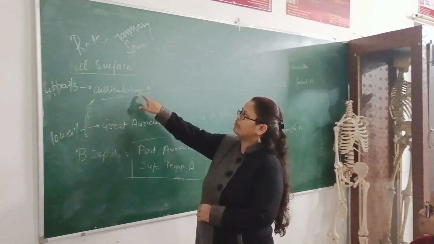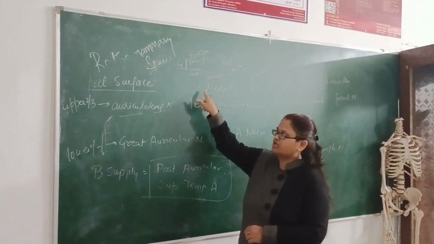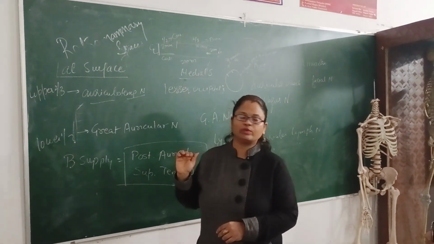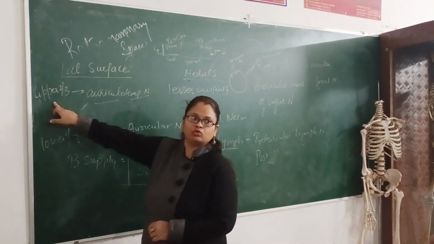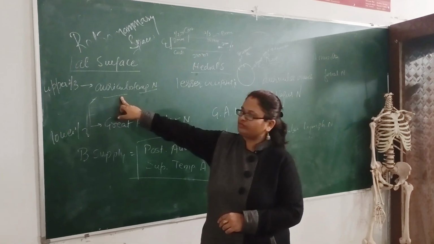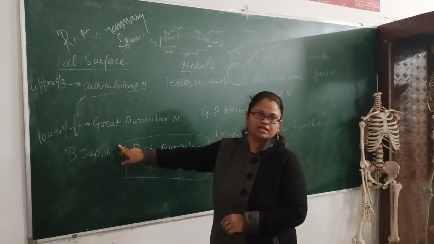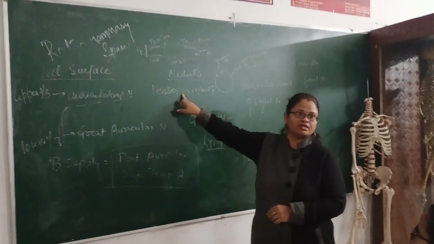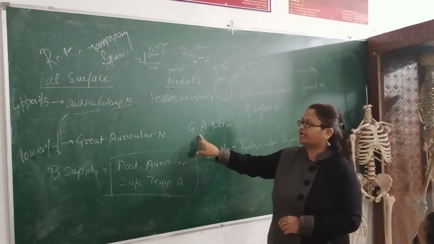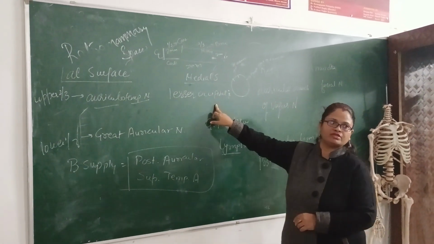For nerve supply, we will divide this pinna into two parts: the lateral surface and the medial surface. And we will divide each again into upper 2/3 and lower 1/3 part. The upper 2/3 of the lateral surface is supplied by the auriculotemporal nerve. The lower 1/3 of this lateral surface is supplied by the great auricular nerve. The upper 2/3 of the medial surface is supplied by the lesser occipital nerve. The lower 1/3 of this medial surface is supplied again by the great auricular nerve. So this is the lateral surface and the medial surface nerve supply.